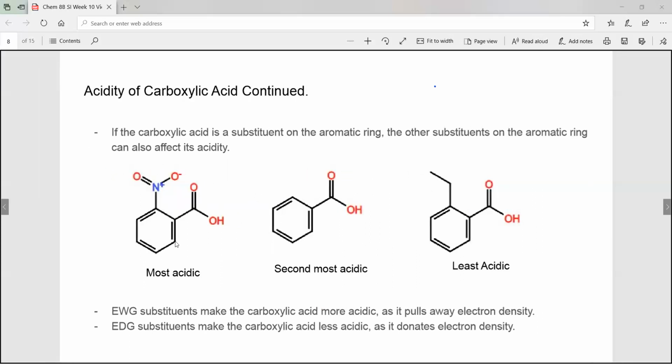The molecule on the left is most acidic because it has an NO2, which is an EWG that pulls electron density away. The molecule on the right is least acidic because it has an EDG, the ethyl group, which donates electron density. The middle one is second most acidic because it doesn't have an EDG or EWG.